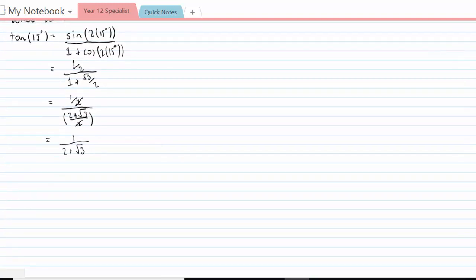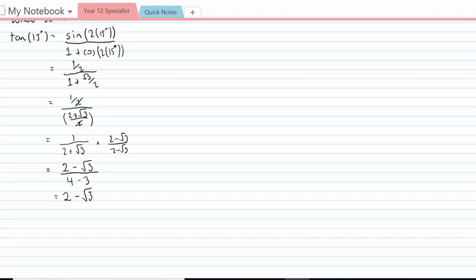Or if we wanted to rationalize the denominator and get a much nicer answer here, we can multiply by the conjugate. So multiply by 2 minus root 3 on 2 minus root 3. In the numerator, we have 2 minus root 3. In the denominator, we're going to have 4 minus 3, which works out beautifully to just be 1. So our whole thing just works out to be 2 minus root 3. So there we have it. That's tan 15 degrees as an exact value.